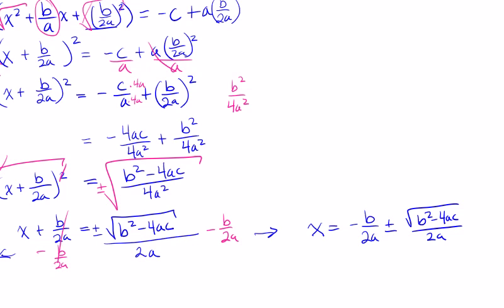So since we have a common denominator, we can make that x equals negative b plus or minus the square root of b squared minus 4ac all over 2a. And that's the quadratic formula, okay? So x equals negative b plus or minus the square root of b squared minus 4ac all over 2a.